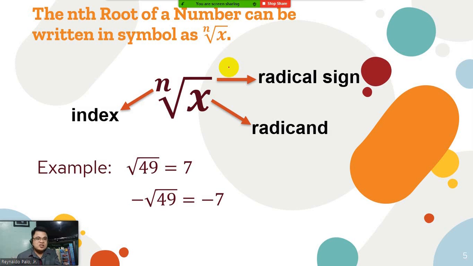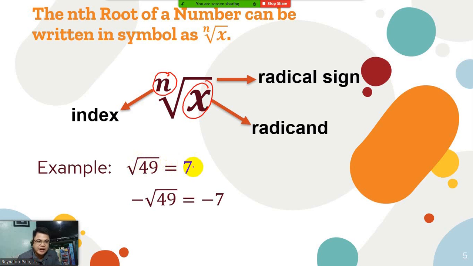Alright, next, the nth root of a number can be written in symbol as the nth root of x. It's now the radical. So n is what we call the index, this symbol is what we call the radical sign, and the one inside the radical sign is the radicand. For example, the square root of 49 is equal to 7.